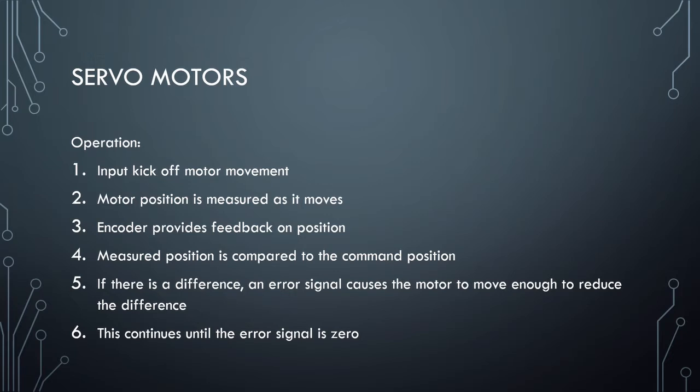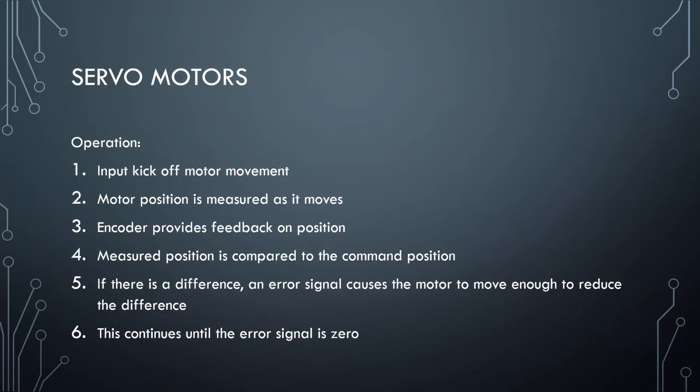Here to help us understand how servo motors work a little bit better, I've outlined some basic steps of operation for these. So the first step is that an input will kick off the motor movement, right? So there's going to be a signal coming from somewhere that lets the motor know it needs to move. And the motor position is going to be continuously measured as it moves. And that encoder that we just talked about is providing feedback on the position. It's giving information back into that loop on where the motor is so that it can make adjustments as it goes. I jumped ahead of myself a little bit there if I would stick to the steps.